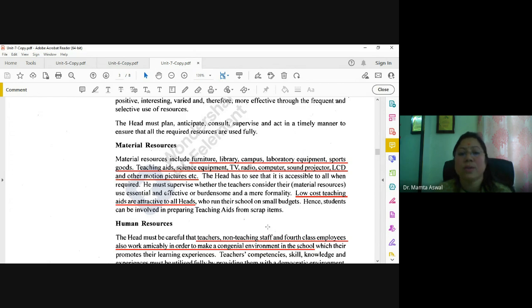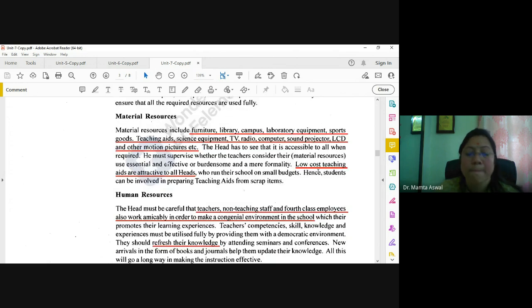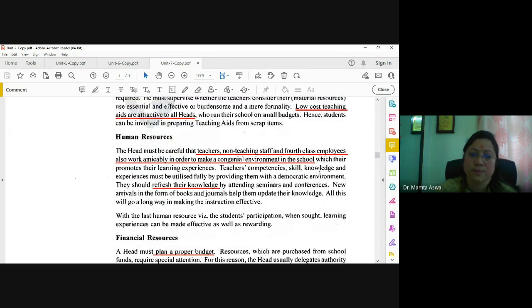So in order to buy costly materials and costly equipment, besides that the teacher can be trained to develop low cost teaching material. Then human resources, the second important thing. Everybody, all the humans, be it the teacher, the heads, the non-teaching staff, fourth class employees, everybody should work together in harmony, as I told you.